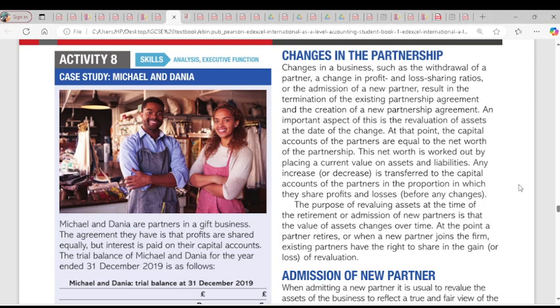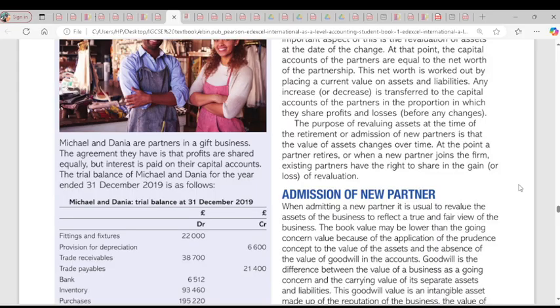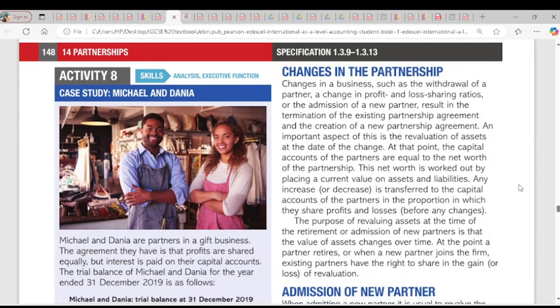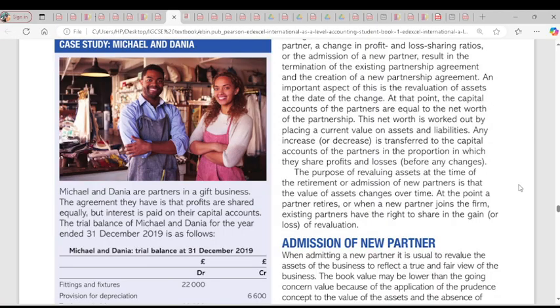We go to activity 8. Michael and Dania are partners in the gift business. What page, please? That's page 148. What question? Question 8. So Michael and Daniel are partners in the gift business.